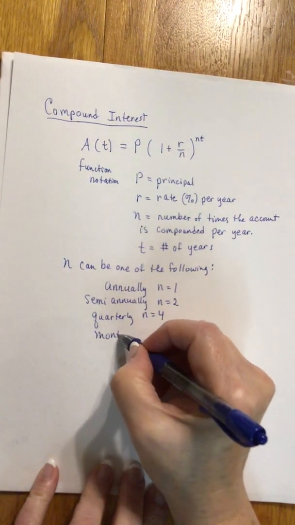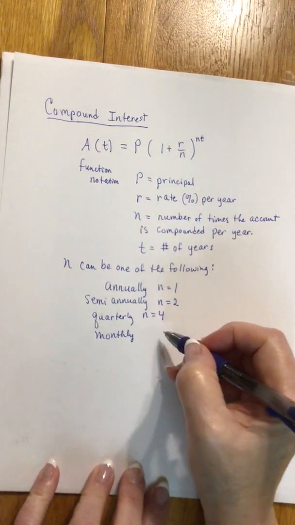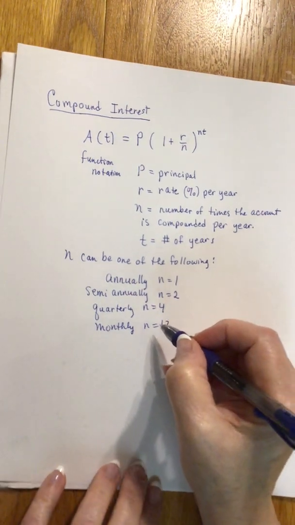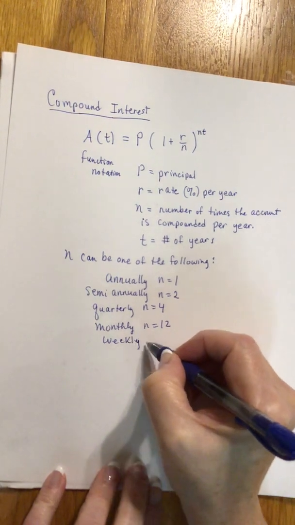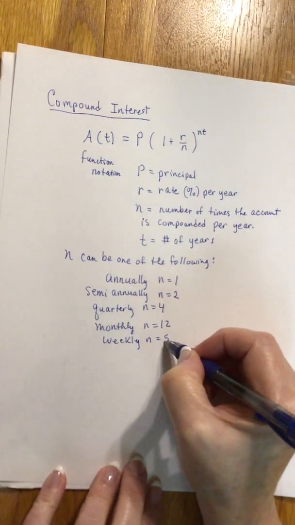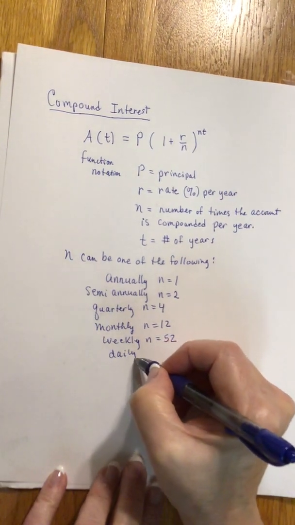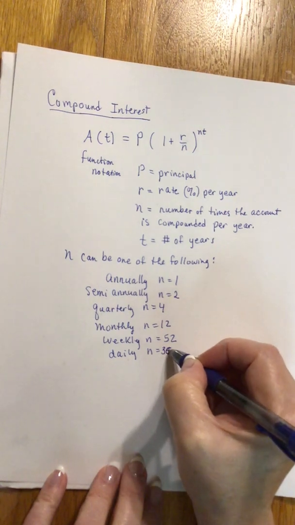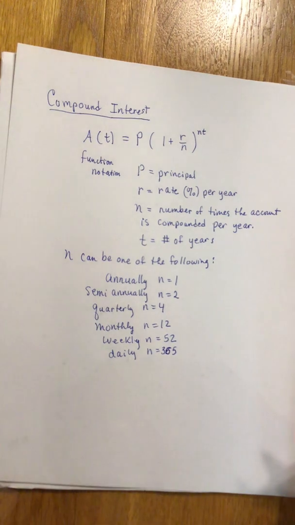Monthly, how many months do we have in a year? We have 12 months, so n is going to be 12. We have weekly, so n is going to be 52 weeks in a year. And then the last one we have is daily. So n is going to be 365. So give everybody a chance to catch up to that point.